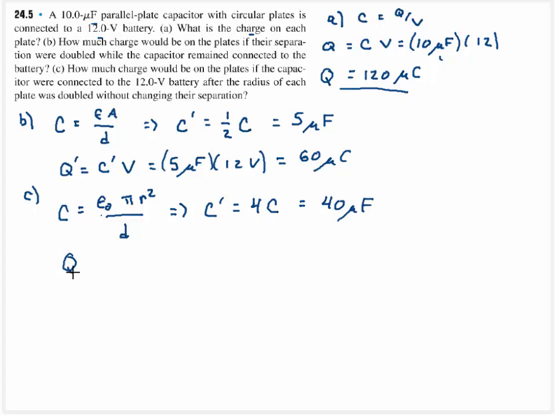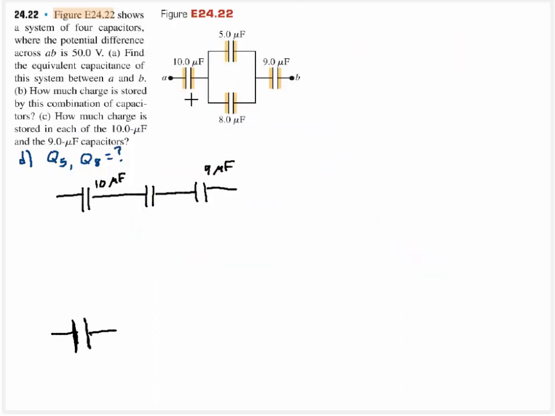Do the same thing. My new charge, I'll put a double prime on that, is going to be my new capacitance multiplied by the voltage. So 40 microfarads multiplied by my 12 volts. And I'm going to come out with a grand total of 480 microcoulombs.